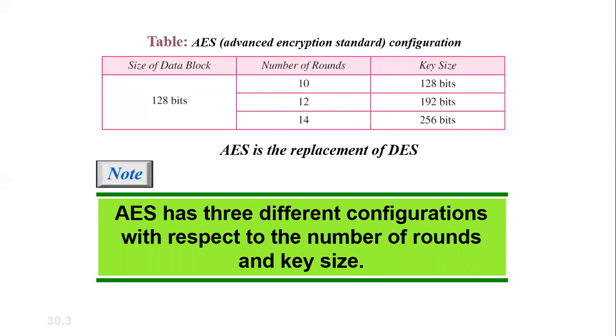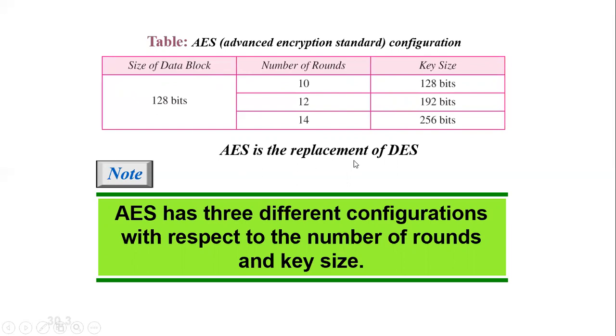As we can see in this slide, the size of the data block in the AES algorithm is 128 bits. AES has three different key sizes: 128 bits, 192 bits, and 256 bits. Based on the key size, there are different numbers of rounds. If the key size is 128 bits, the number of rounds is 10. For 192 bits, the number of rounds is 12. For 256 bits, the number of rounds is 14.